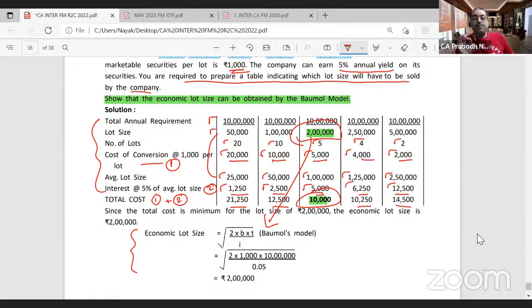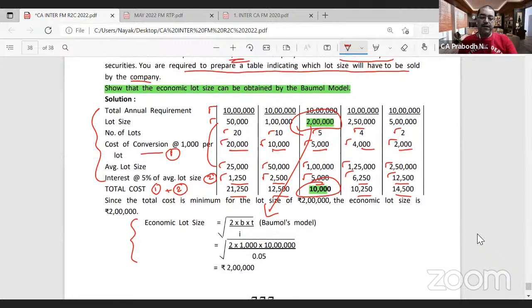So read the question properly, because if you misunderstand the question, your answer will get only half the marks. Very simple problem, but see that you are reading the question properly and then solving it. Right? Any difficulty?